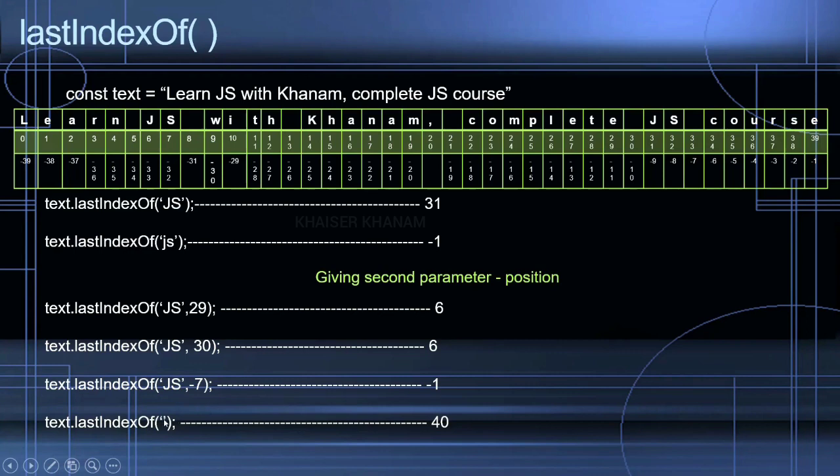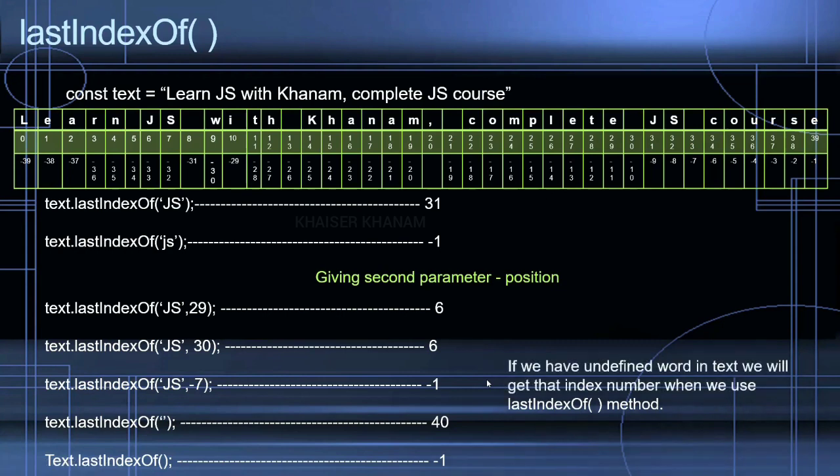And if I just give here an empty string, after the last index I am not having anything, so it is empty. So I will get the last. After this, whatever index number, that is 40, I will get that result. And finally for empty, we will give -1. And if we are having undefined, we will get that index number. Okay, let's see this practically.